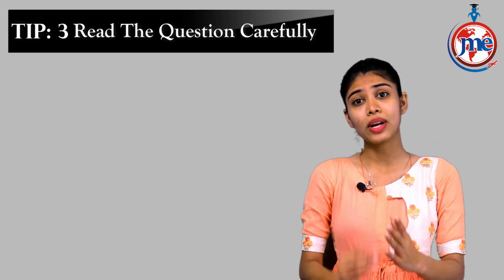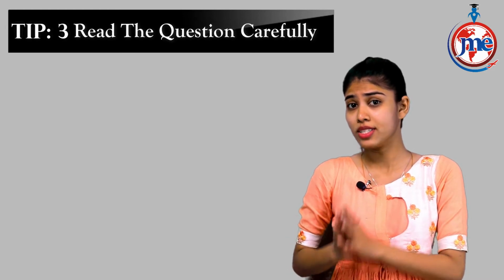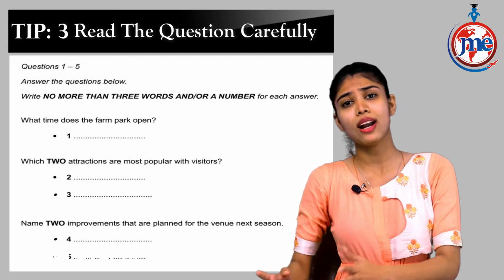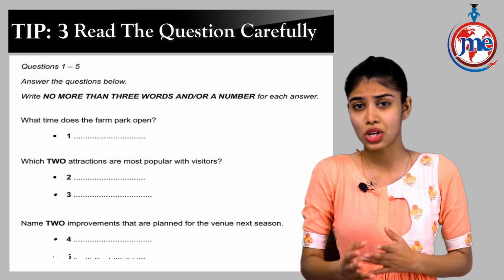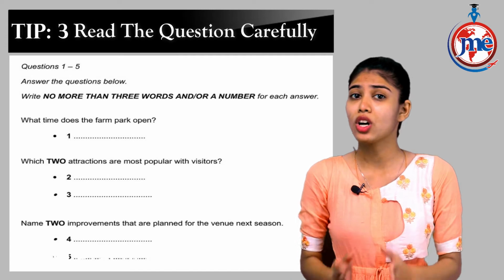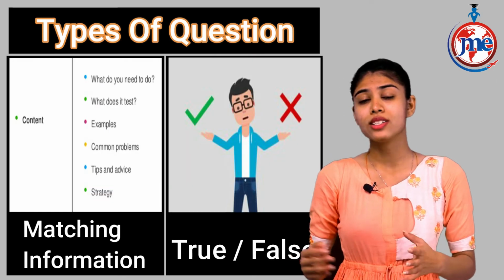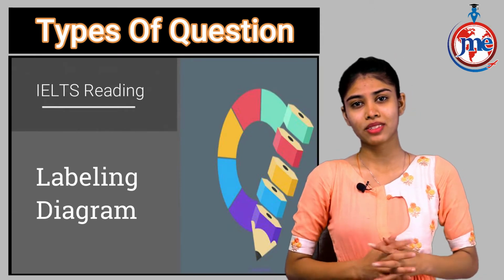Tip number 3, read the questions carefully. Students, you need to read the questions very carefully. For example, if you are asked to write 3 words or less than 3 words, then you have to strictly follow the instruction, because even if your answer is correct, they will mark it incorrect because you have ignored the instruction. And you have to get familiar with all the types of questions like matching information, true false, sentence completion, matching headings or labeling diagrams.